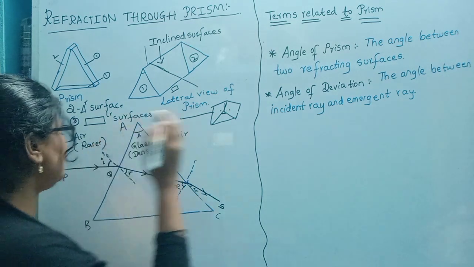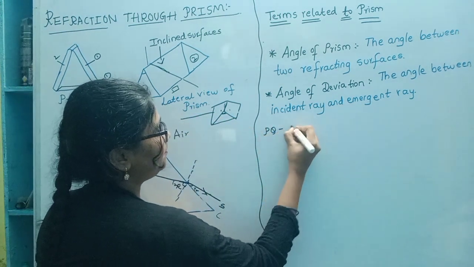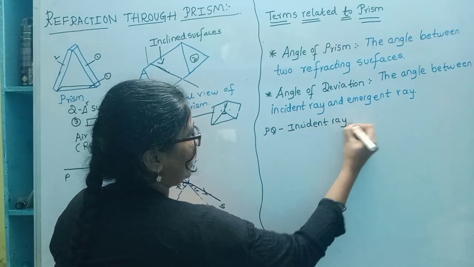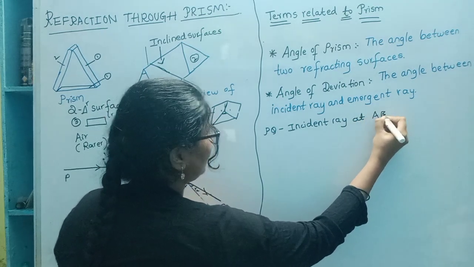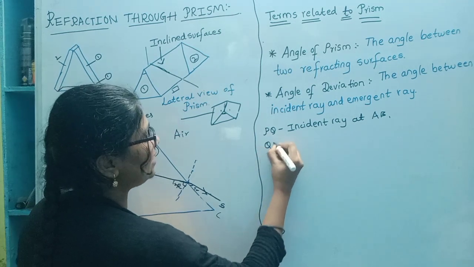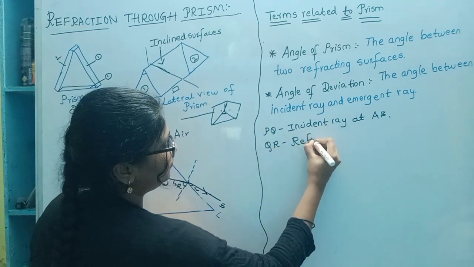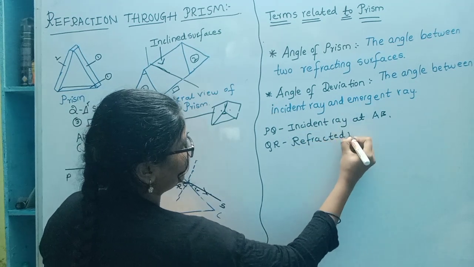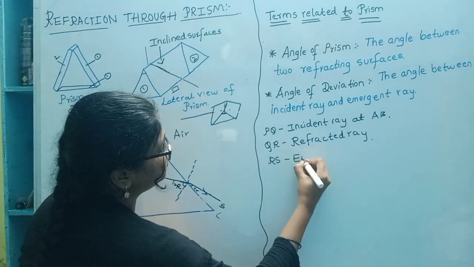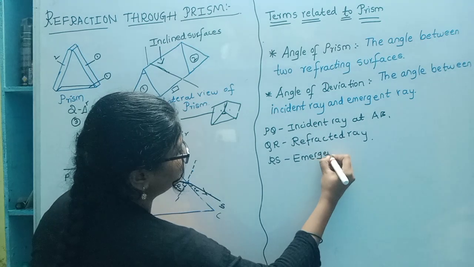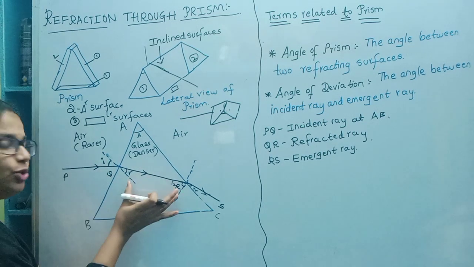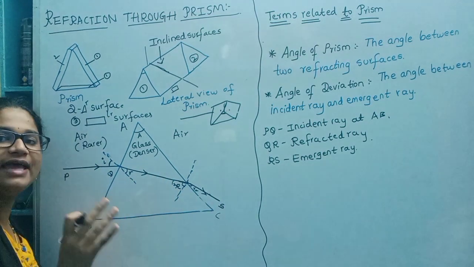So what we learned here: PQ is an incident ray at AB. Then QR is a refracted ray. Then RS we can consider as the emergent ray. PQ incident ray, QR refracted ray, RS emergent ray.